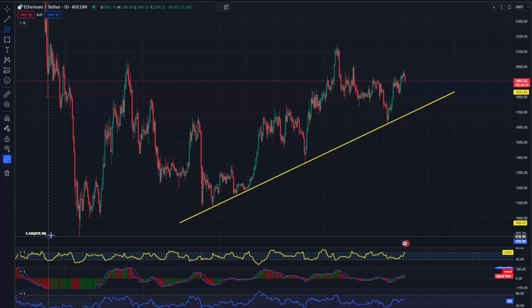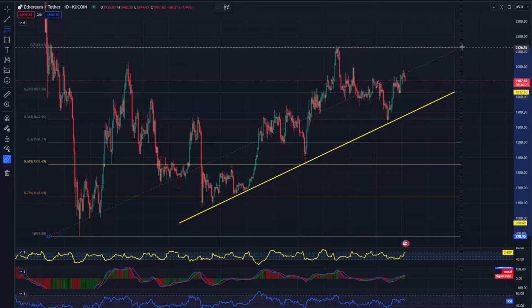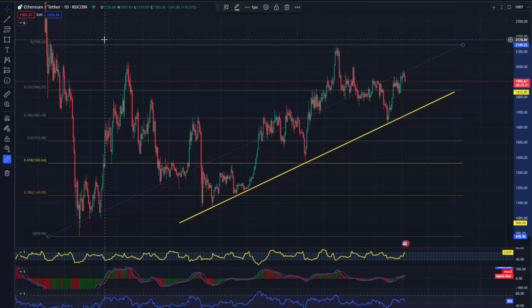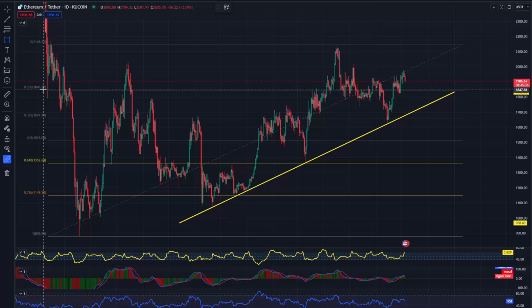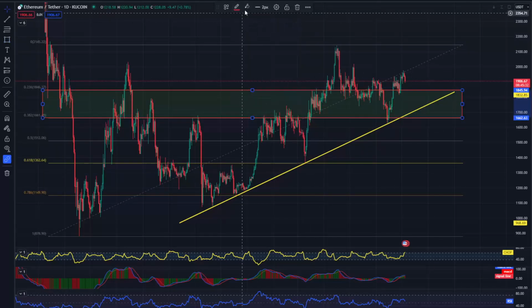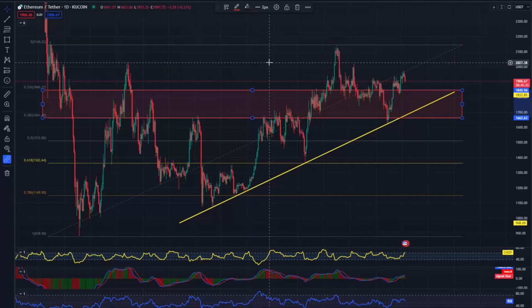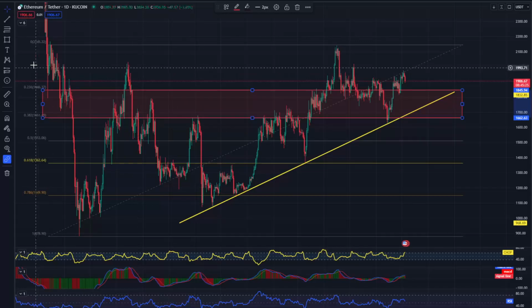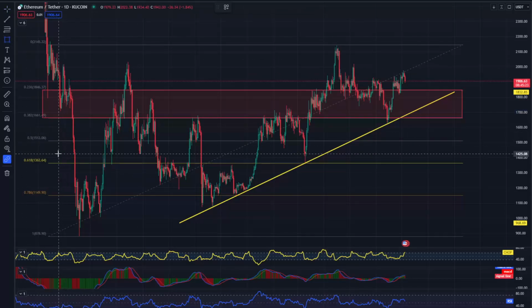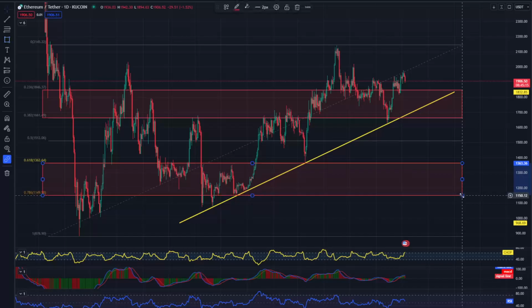Now let's move on to marking the places of support. We will use the fib retracement tool to mark support. And here in the first place it is worth marking the support zone from $1,845 to $1,662. However, when the price drops below, we can see a return to a very strong support zone from $1,363 to $1,150.